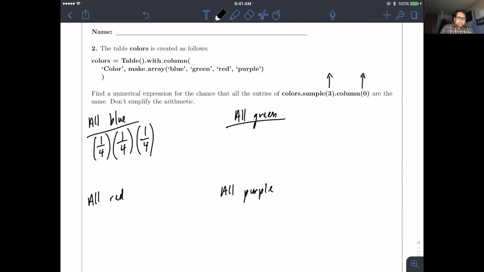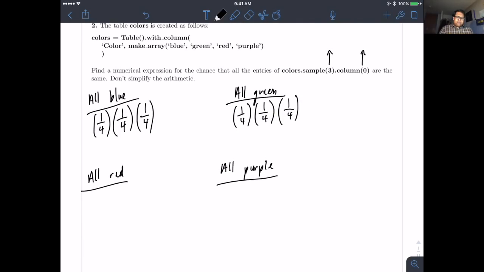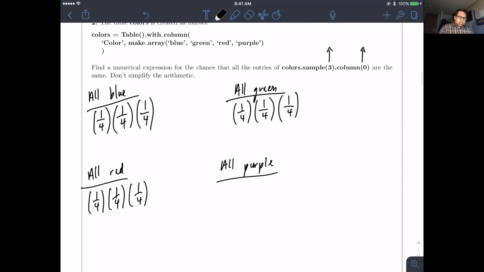Right, so we can say a similar thing exists for green, red, and purple. So it would be a quarter for the first one being green, a quarter for the second one being green, given that the first one is green, and then a quarter for the third one being green, given that the second one is green. And hopefully you can see that the scenario doesn't really change based off what color we're dealing with, right? So this one would also be a quarter, quarter, quarter, and this one would also be a quarter, quarter, and a quarter.